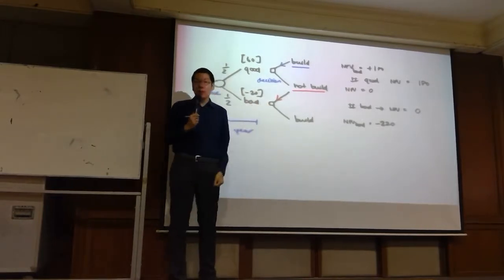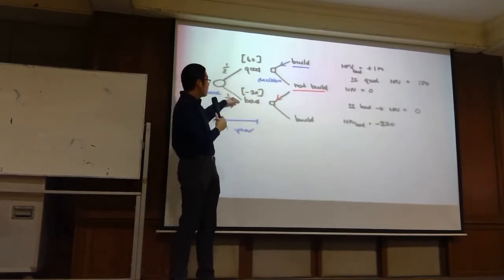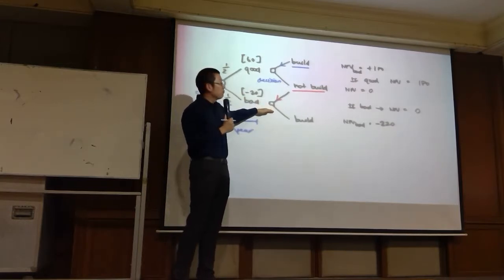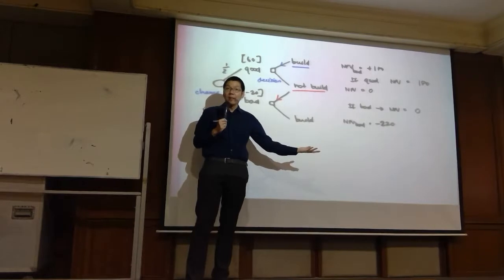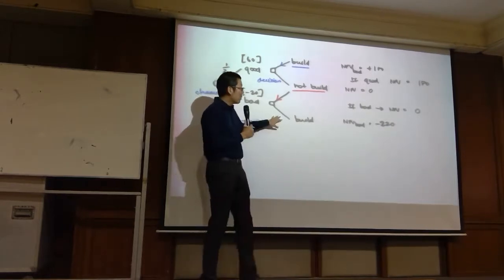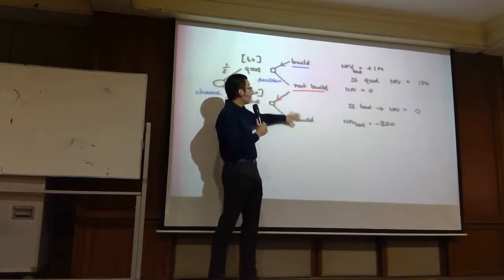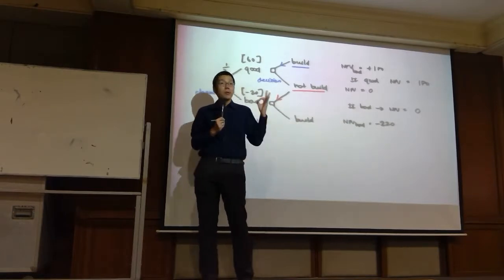I get to decide now, do I invest or not? So if it turns out it's a bad idea to build, we know from numbers earlier, if we do build and it's bad, we're going to lose a lot of money. NPV is going to be minus 220. On the other hand, if you don't build, your alternative is 0.